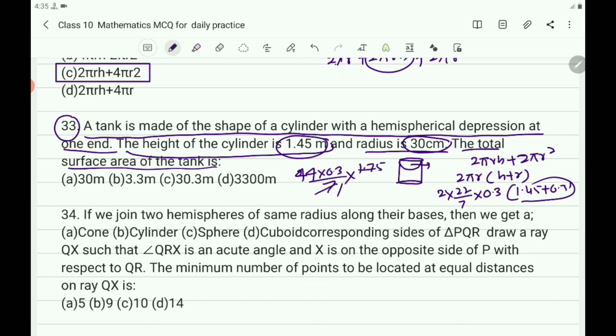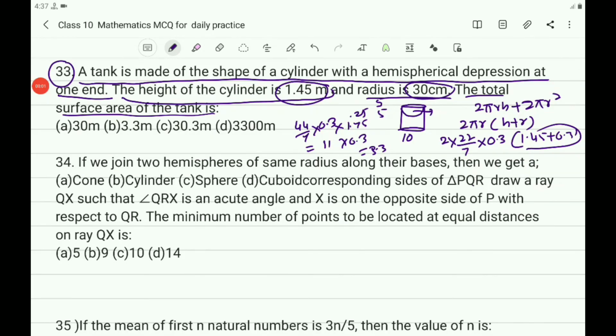7 ones are 7, 7 fives are 35, so it becomes 0.25. Then if you multiply this, 25 fours are 100, 110. So that becomes 11. Then 11 into 0.3 is 3.3. So what is the answer? 3.3 m square. It must be m square. So you write the option, that is 3.3 m square.